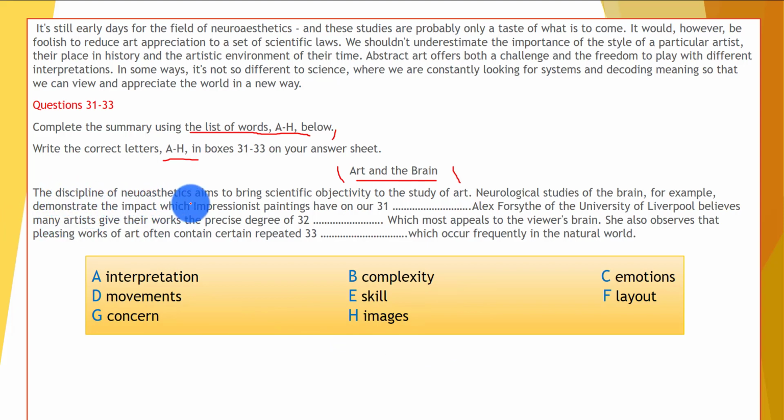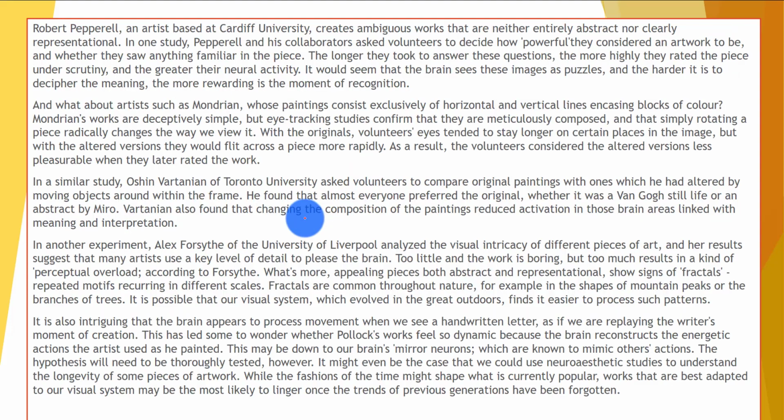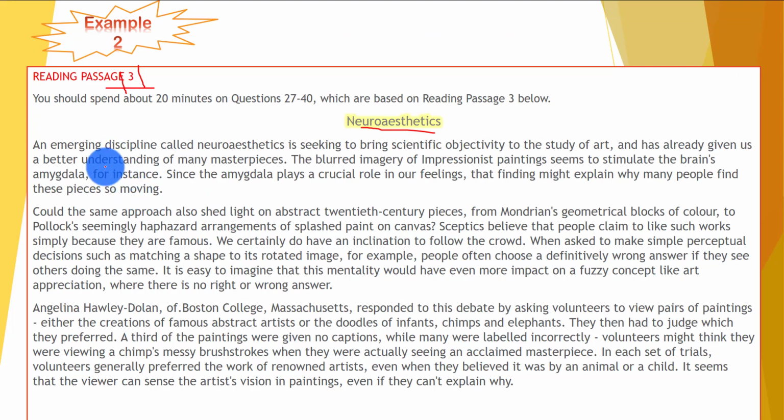The discipline of neurostatics aims to bring scientific study objectivity to a study of art. Okay? Neurological studies of the brain, for example, demonstrate the impact which impressionist paintings have on our... Okay, now let's go back to our passage. An emergent discipline called neurostatics is seeking to bring scientific objectivity to the study of art. This is our first sentence and also our first sentence in our summary paragraph. As I told you before starting answering the reading questions, we should read the title and some sentences of each paragraph in order to have an idea of where we should look for our answers.